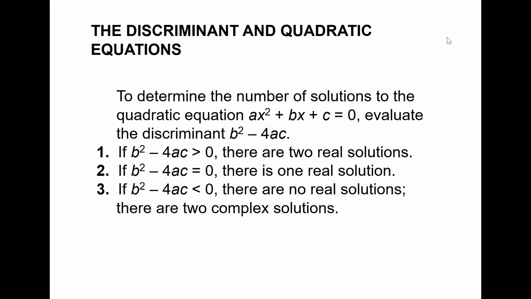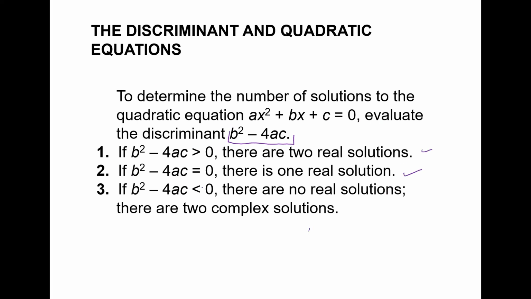All right, so here we have the discriminant and the quadratic equation. To determine the number of solutions to the quadratic equation, ax squared plus bx plus c equals 0, we're going to evaluate the discriminant, which is just b squared minus 4ac. Now, if that number is greater than 0, there's going to be two real solutions. If that number is equal to 0, there's going to be one solution.